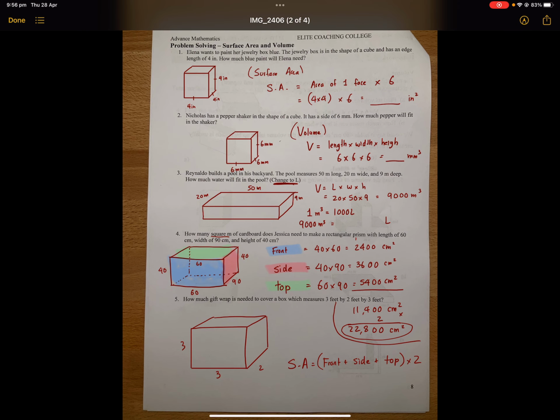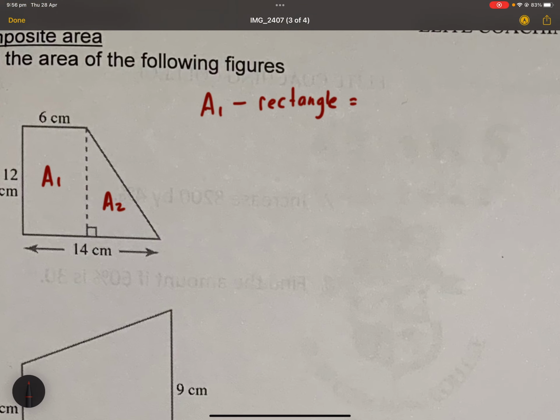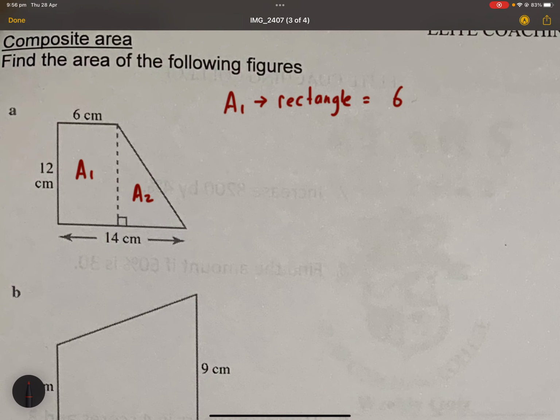Okay, composite areas. Composite areas is just the area of two shapes combined together. So in the first one, question A, you have a rectangle and a triangle that's combined together. So what's the area of the entire shape? Well, we just find the area of each piece and add it together. So let's call this A1 and call this A2. The area of the rectangle, A1, is going to equal 6 times 12, length times width, which is 72.